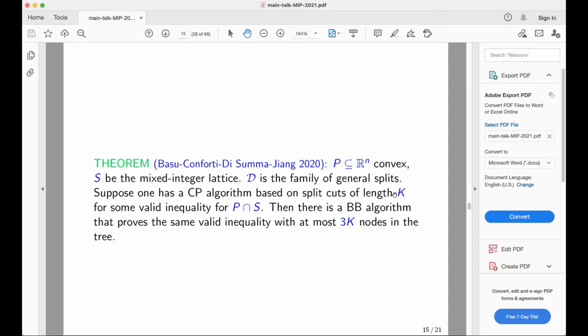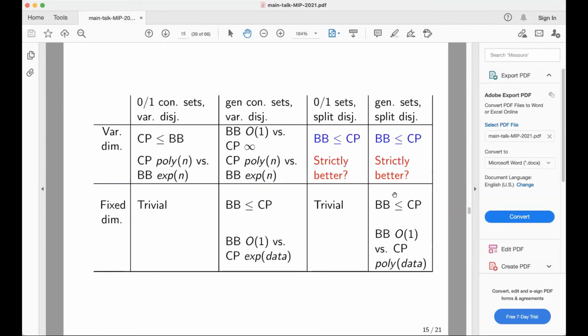Okay. So somehow when you use general split disjunctions for your branching, you can always dominate split cuts up to this constant factor. What we do not know, and what is an open question so far, is whether this can be made strict. So are there instances where branching on general splits can solve a problem in polynomial time, whereas split cuts take exponential time? We don't know of an example in the 0-1 setting or in the general convex setting. So this would be a nice problem to resolve. We haven't been able to do it so far.